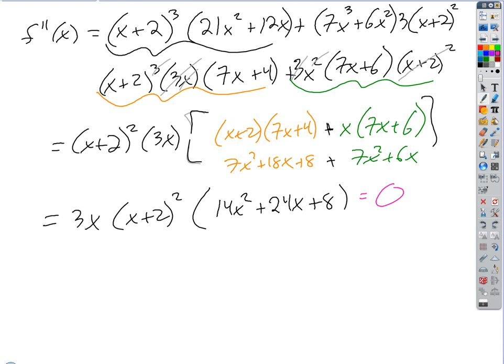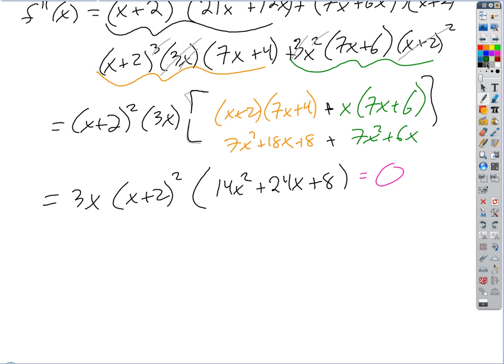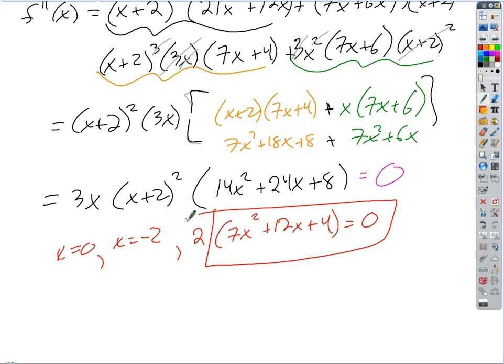All we'd have to do to find the critical numbers, we already know that this one's going to give us x equals 0, x equals negative 2, and then if we take a 2 out of this, we're left with 2 times 7x squared plus 12x plus 4. So we're just going to set that equal to 0 and solve that quadratic equation. We're either going to get 2 real roots or no real roots, right?